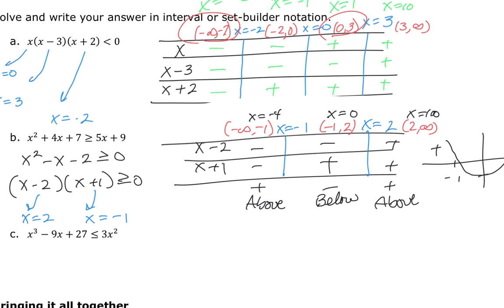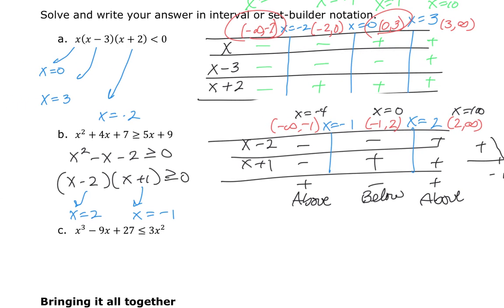But to answer the question, where are we greater than or equal to 0? Well, I am above when I'm greater than. And the difference between A and B is that B has inclusive right here. So that means I'm going to go from negative infinity to negative 1 with the inclusive square bracket, union between 2 and infinity.